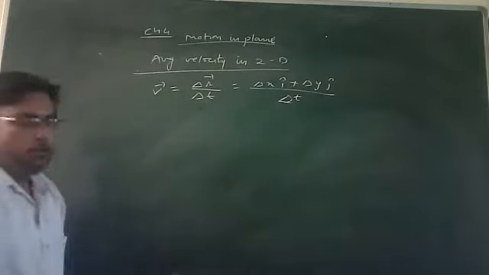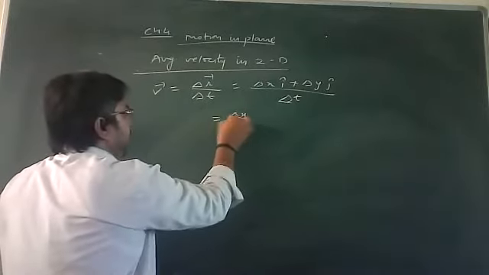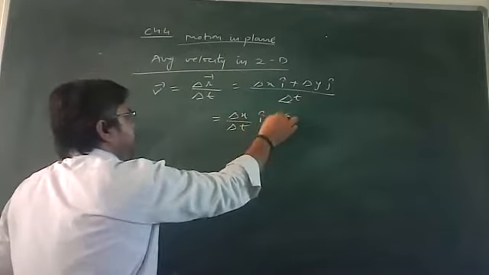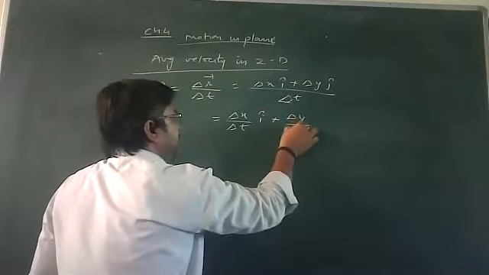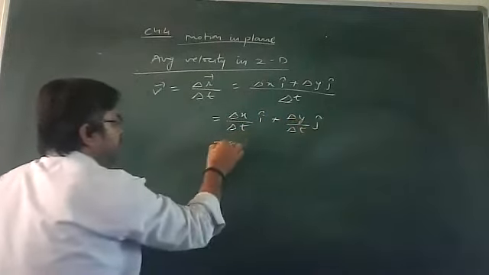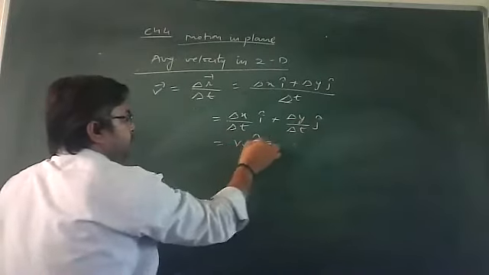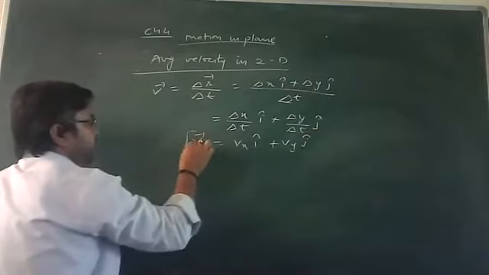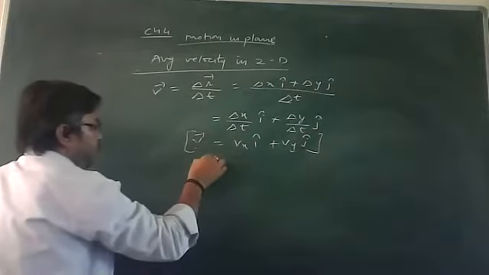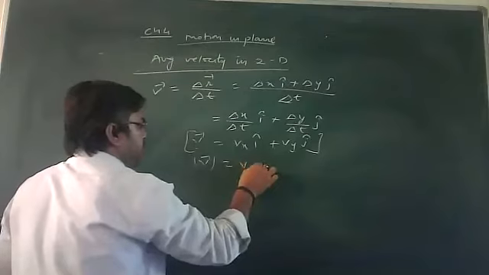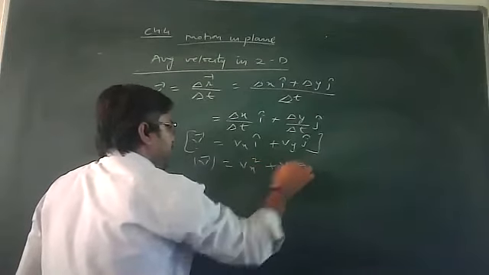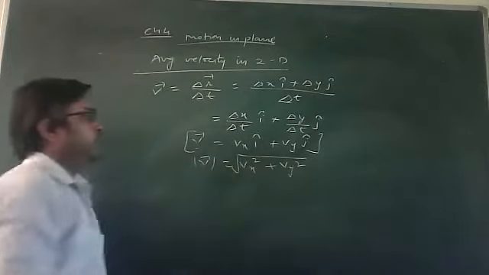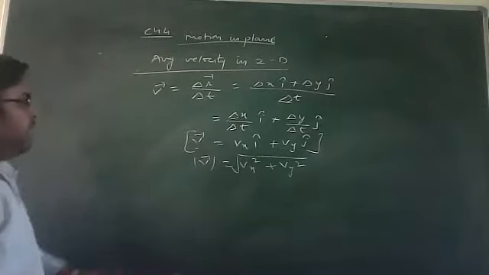So I will obtain 2 formats here. I can split this one: delta x by delta t i cap plus delta y by delta t j cap. You will get Vx, the x component of velocity, and Vy, the y component of velocity, and this is the average velocity. If you want the modulus, how to calculate it? Square root of Vx square plus Vy square. In this manner, you can calculate the average velocity.